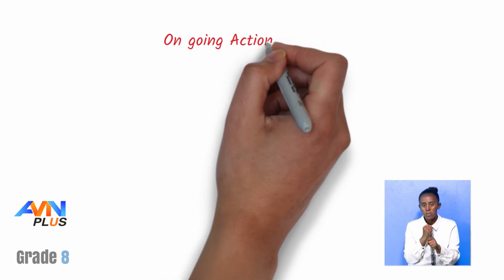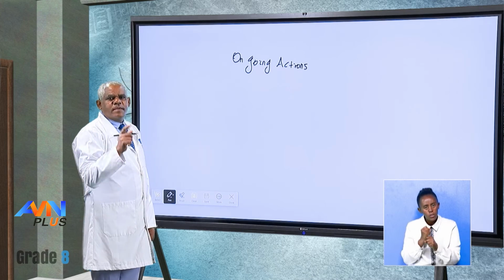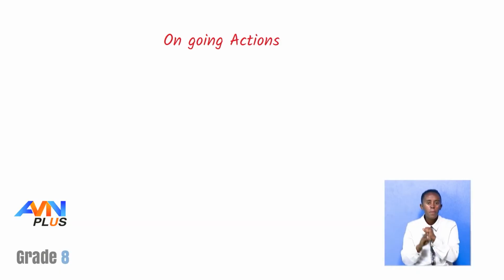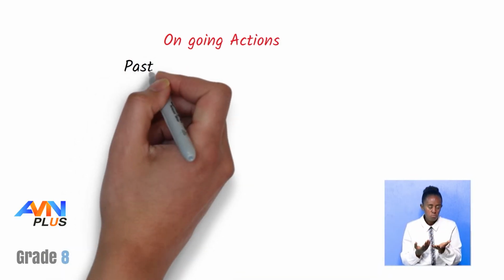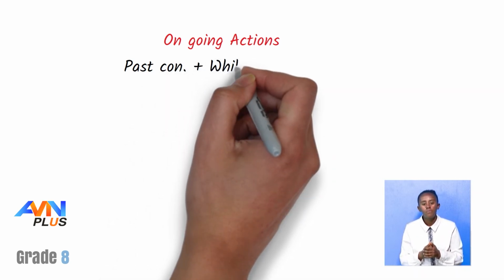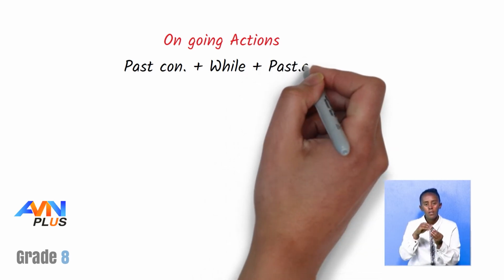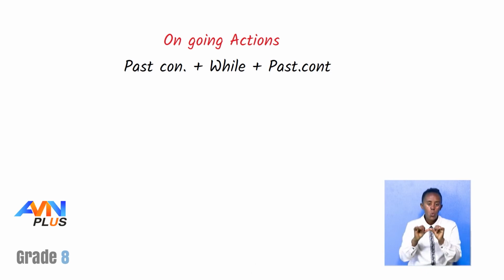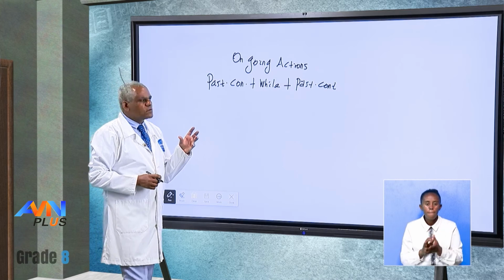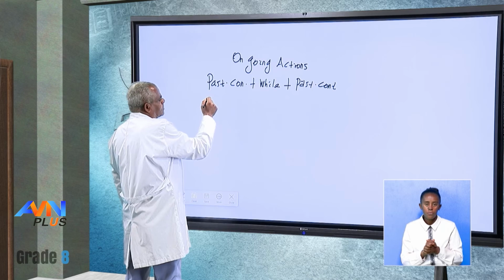Ongoing action. What kind of action is it? If you want to talk about the ongoing action, it's usually formed by the past continuous tense plus while plus the past continuous tense. I would like to change this language form into sentences, so it's possible to say it like this.